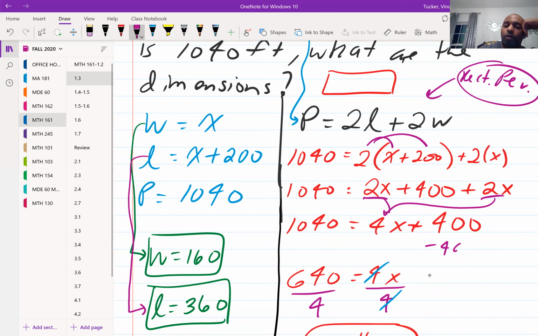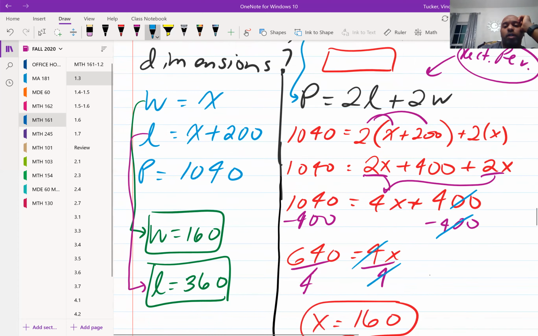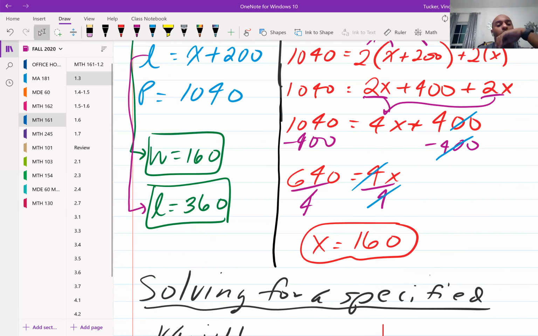Now subtract 400 from both sides. The 400s cancel on the right. 1,040 minus 400 is 640. So 640 equal to 4X. And then to finish it off, you divide both sides by 4. And X is equal to 160.